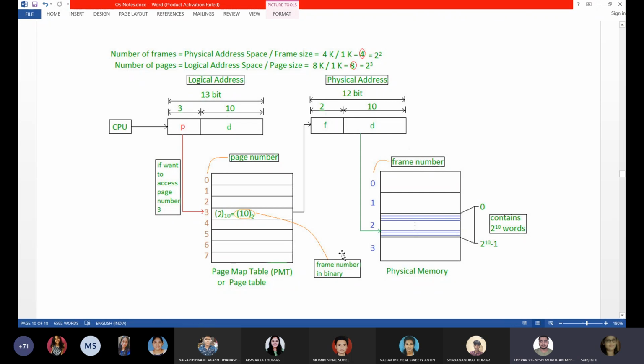After the MMU converts the address, it will store the data inside the main memory in the form of frames. In the form of frames.